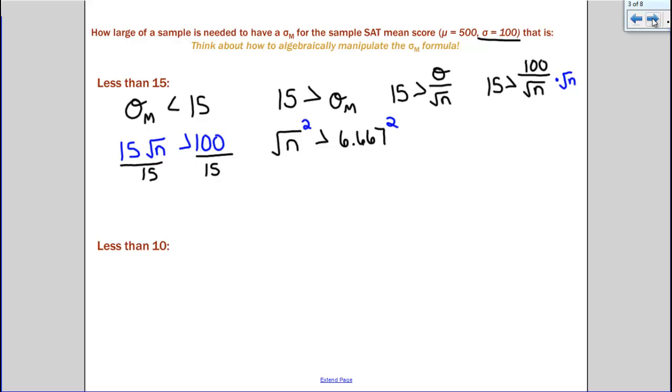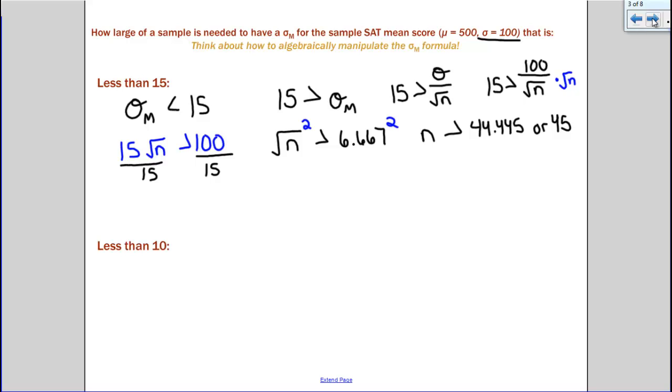And we end up with n needs to be greater than 44.445. Or, n needs to be greater than 45, because you can't have a fraction of a participant. So, with this population with a mean of 500 and a standard deviation of 100, you would need to have at least 45 people in your sample to have a standard error that's less than 15.